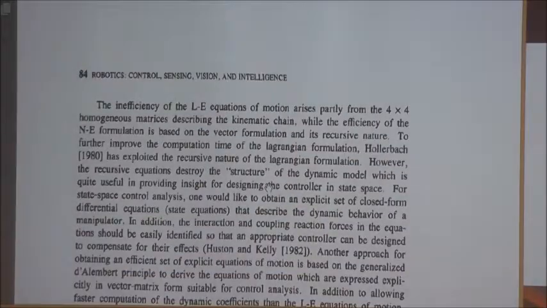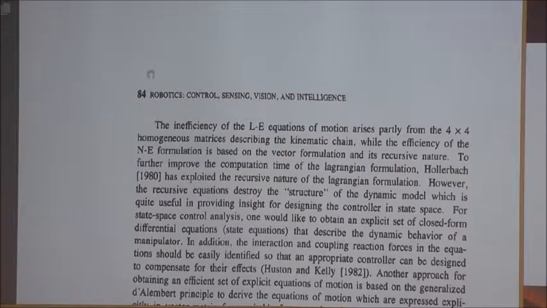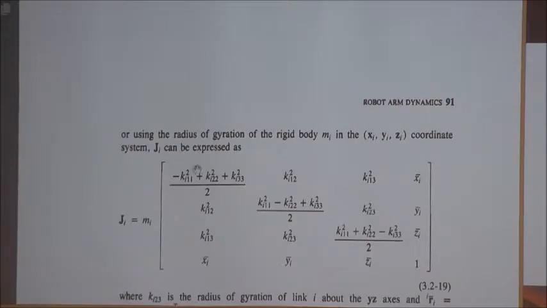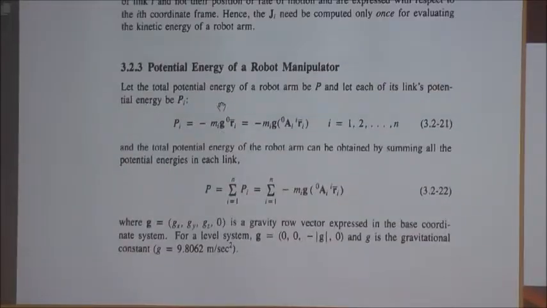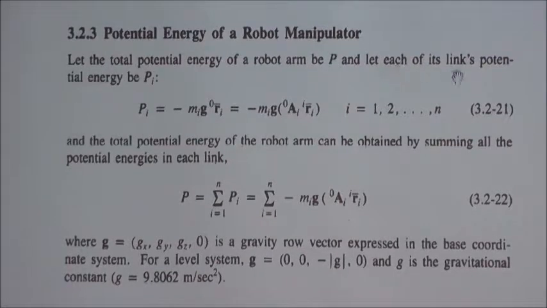So, let me take you right to the actual situation. Let's look at the potential energy of a robot manipulator. The total potential energy of a robot arm, let's say P, let each of its links' potential energy be Pi. Typically, this energy is a combination of mass times acceleration. The reason you have potential energy is because of the gravity acting on these mechanical links. They are in free space, and they have potential energy.